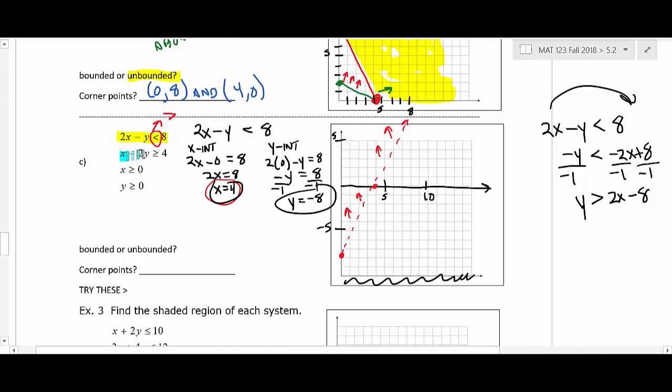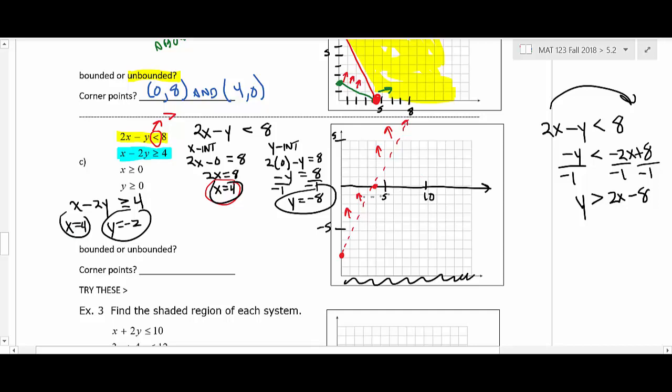All right, now we want to go to this next one. The next one is x minus 2y greater than or equal to 4. So just do the intercepts in your head. Tell me what the x-intercept is. 4. How about the y-intercept? Be careful. -2. Okay. So what we would have is x equals 4, and then y equals -2. So those are our intercepts on this.